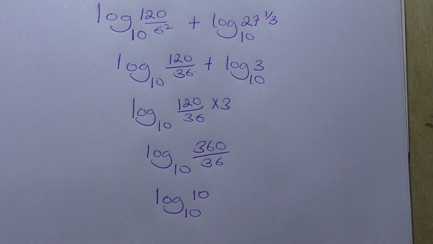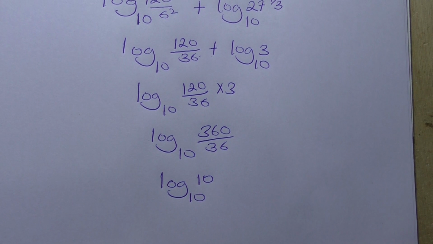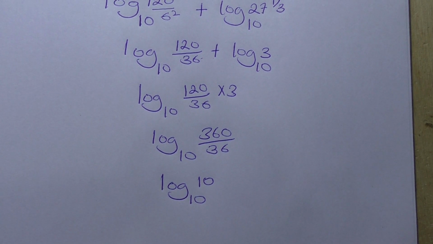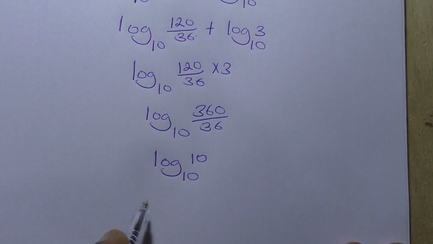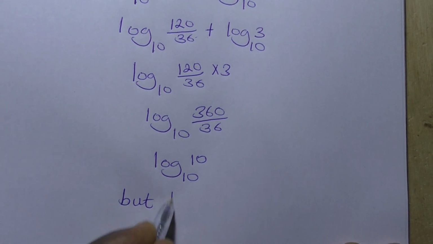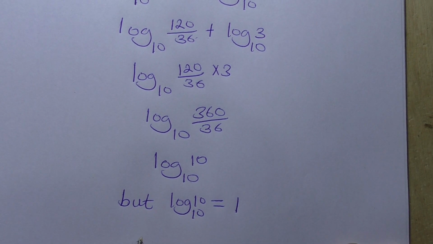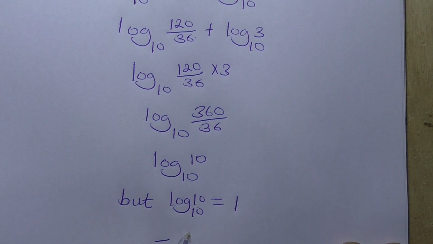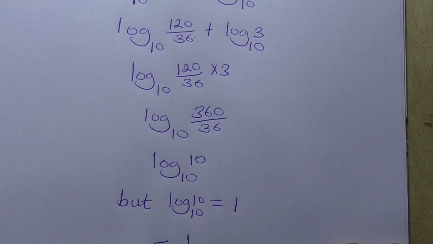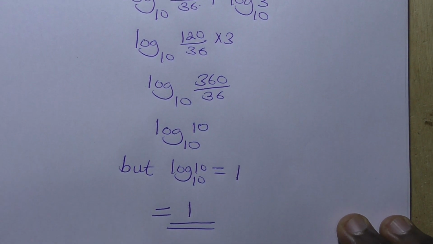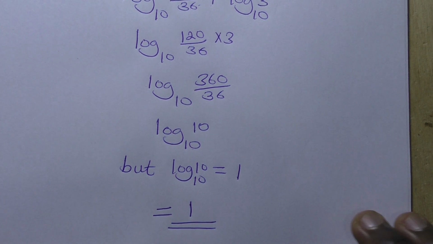And still we have a law that talks about the similarity in the base and the power. When the base is equal to the power, that logarithm equals 1. So we shall say that log 10 power 10 equals 1. So our final answer is 1. The final answer in our part A is 1.